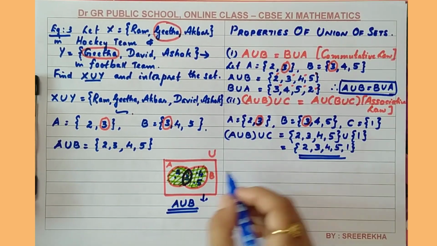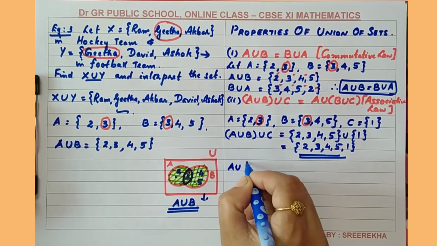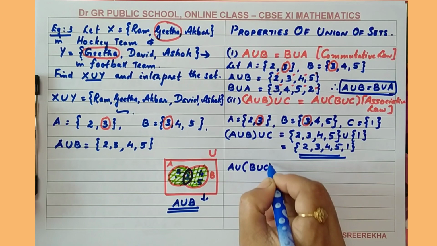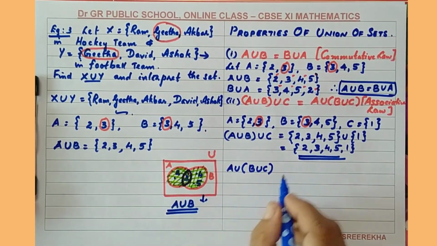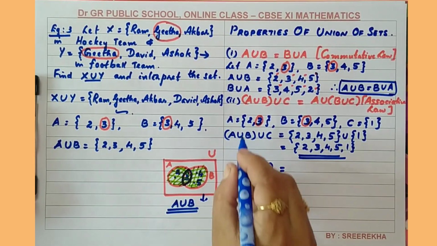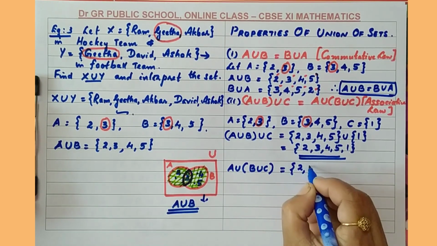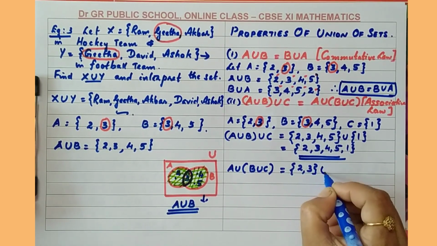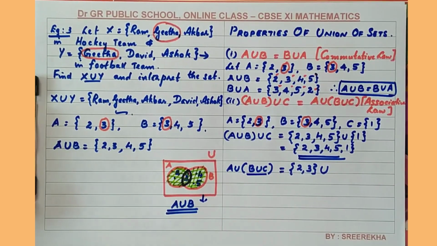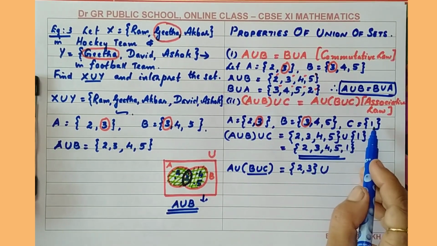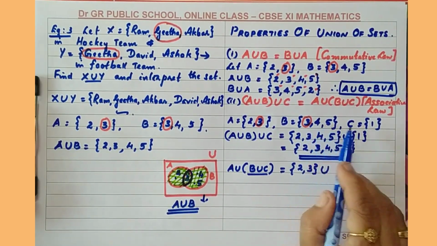Now, I am going to find the right side, A union (B union C). For A union (B union C), at first you write A. What is the set A? The set A is {2, 3}. Union. I am going to find B union C. B union C. Nothing is common in between these two sets.